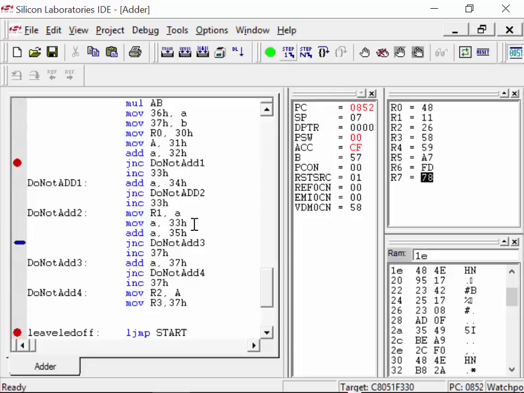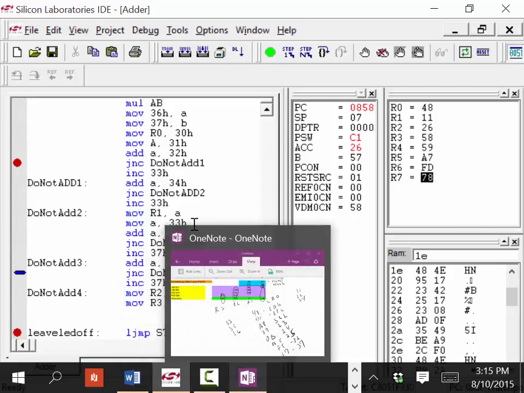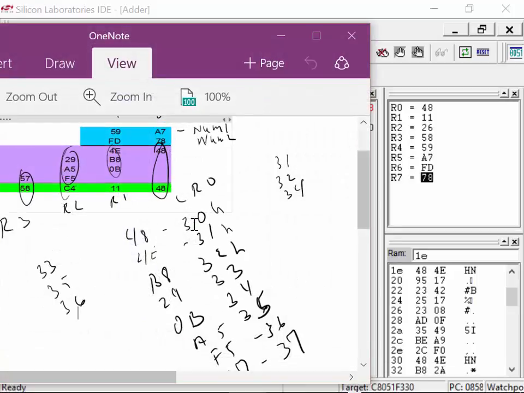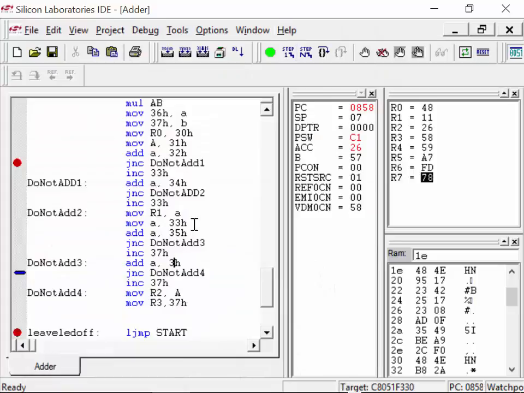We do a jump, no carry. I got CF there. I don't add, and then I add memory location 37. Memory location 37 is not right. That's my problem. Memory location 37 is not right, because I'm supposed to be adding here memory location 36. 33, 35, 36. Right there. 33, 35, okay.